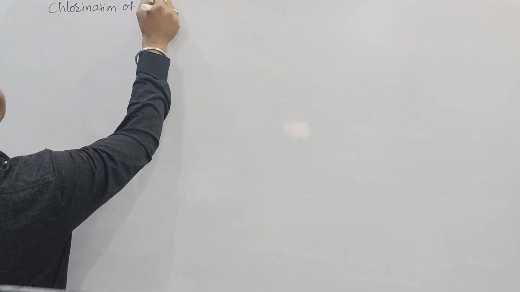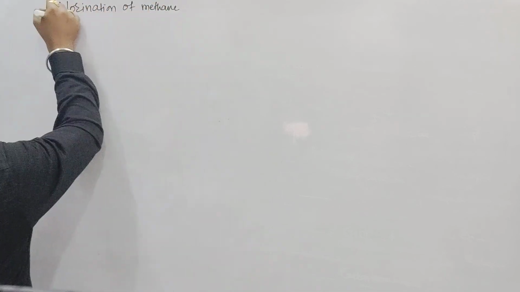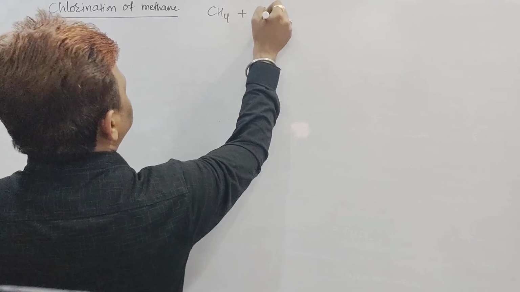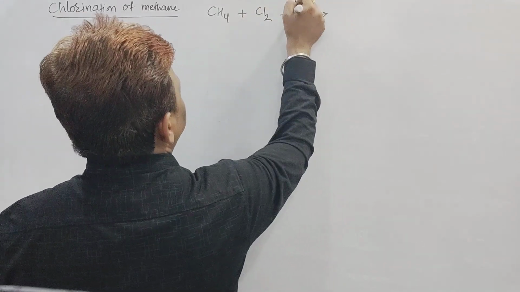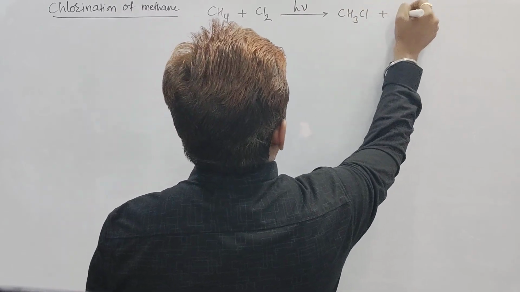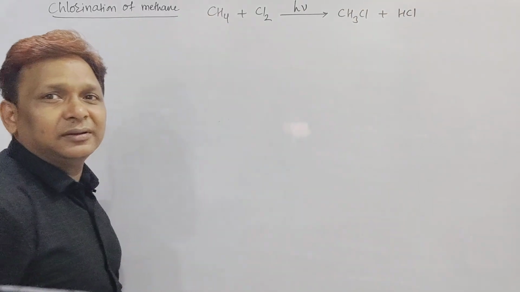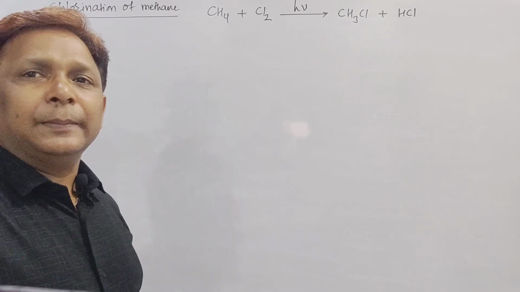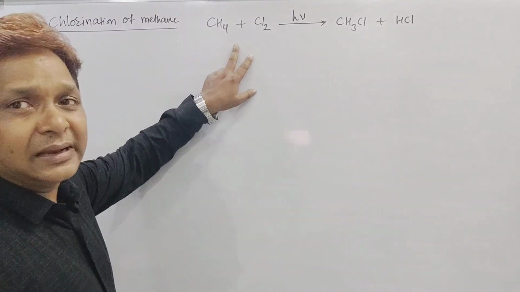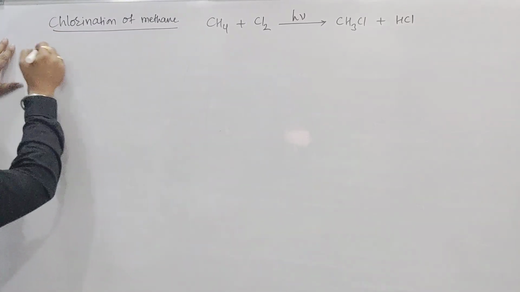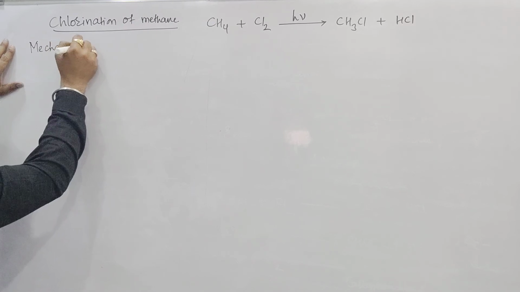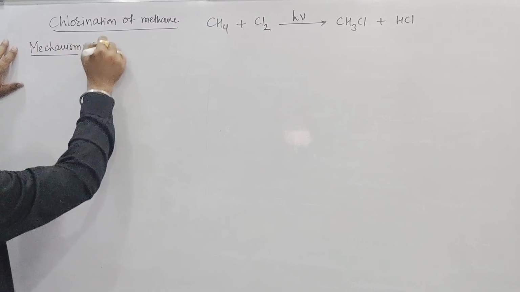But in this chlorination of methane, what is the actual reaction we did? This is methane and this is chlorine, which is in excess. In the presence of sunlight, we got CH3Cl and HCl. This is the actual reaction, and I want to show you the mechanism of this reaction, which was written on the board. The mechanism will take place in 3 steps.